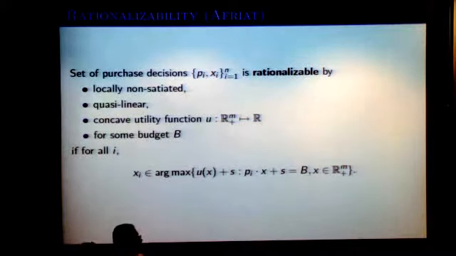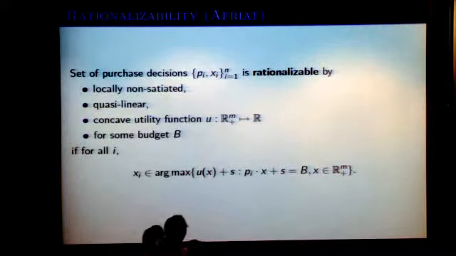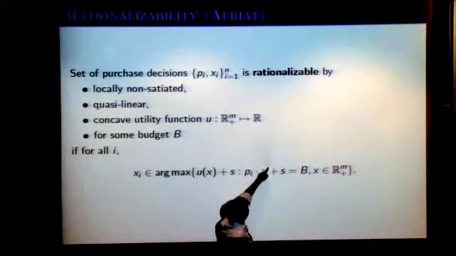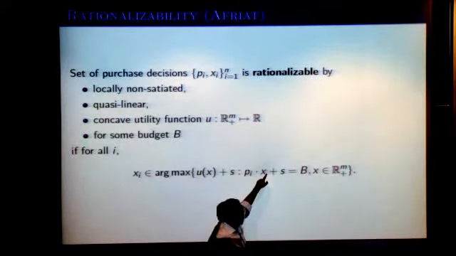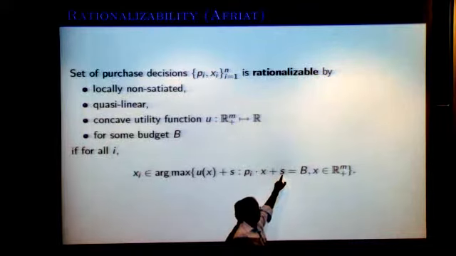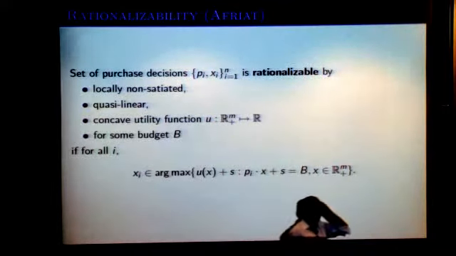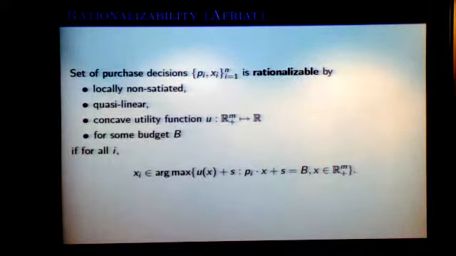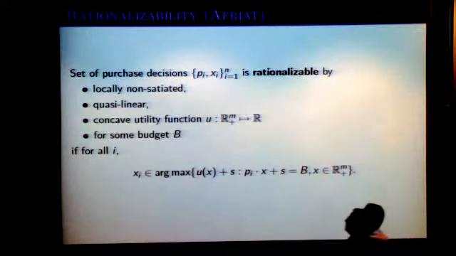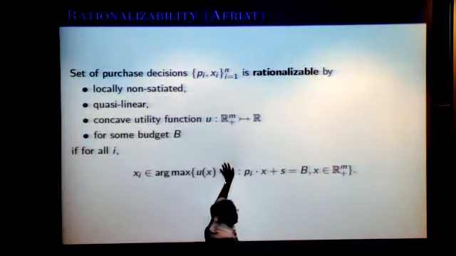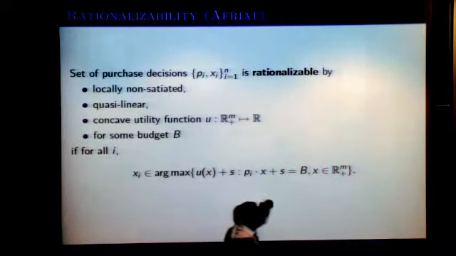Yes? What's S again? S is, so think of this as the amount of money you spent on the goods you purchased, then S would represent the money left over. And because your preferences are quasi-linear, the money that you have left over should also enter your objective function. Okay? Now, in Afriat's version of the theorem, preferences are not quasi-linear, so you wouldn't have this. Okay?